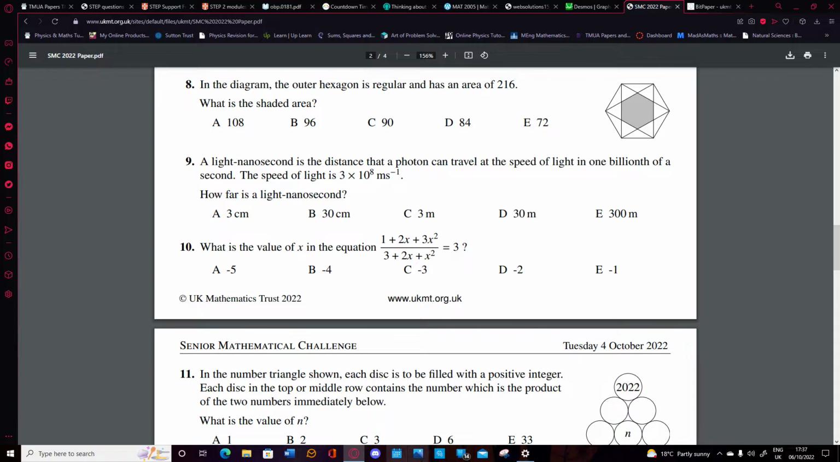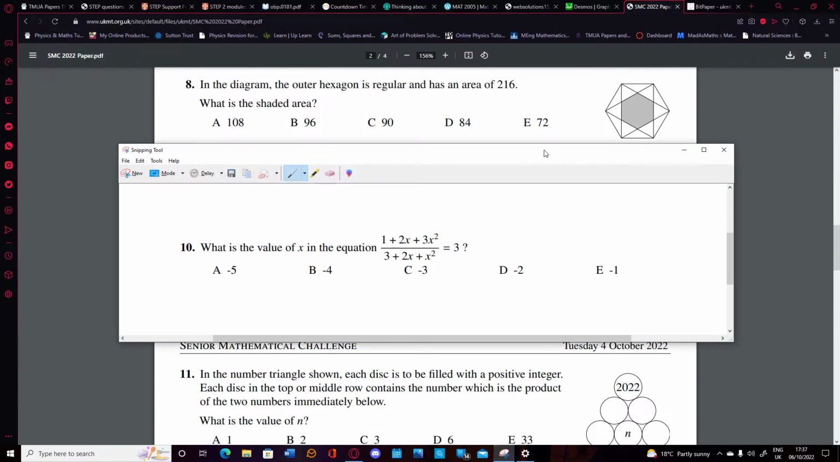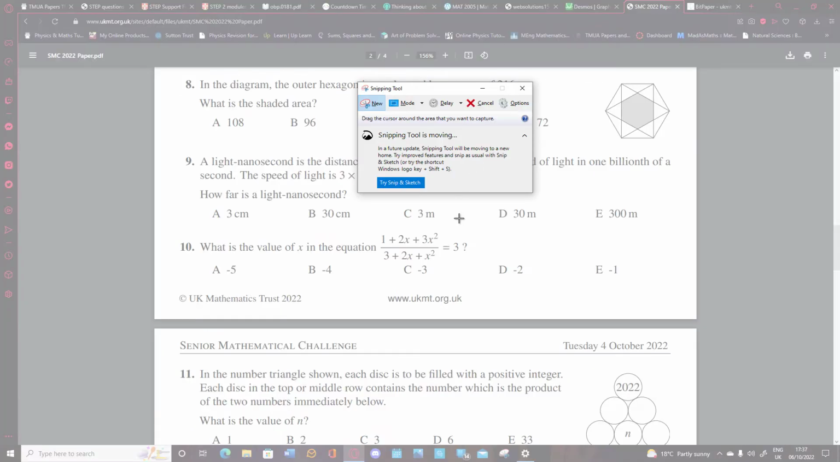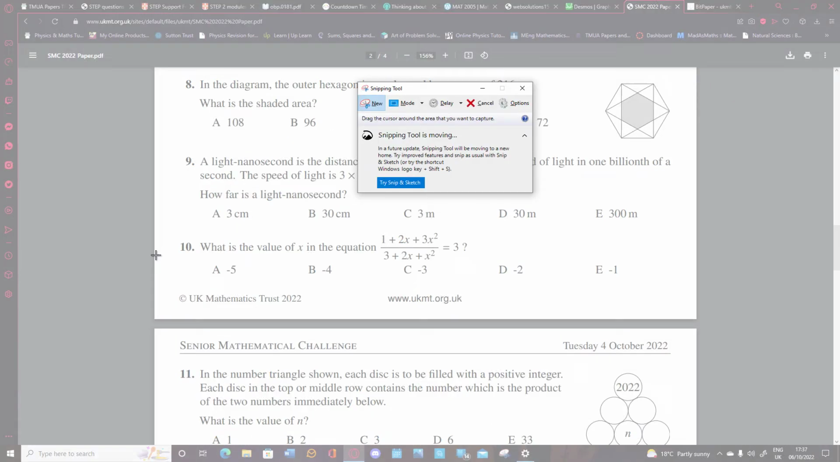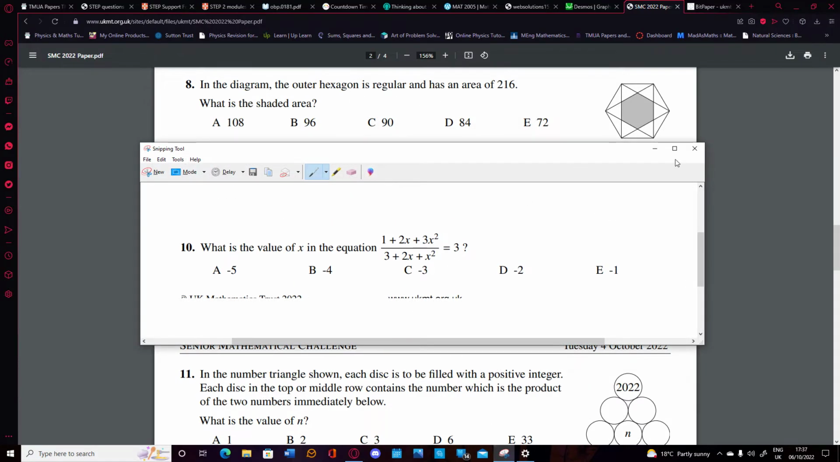Okay, the next question is pretty simple. It's just an equation. It was quite refreshing for question 10.